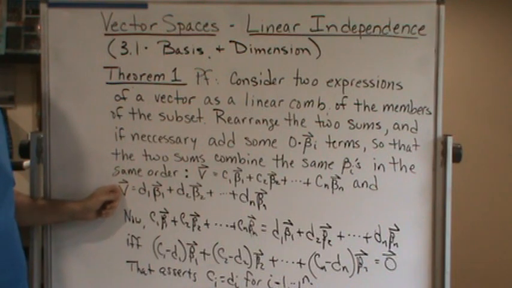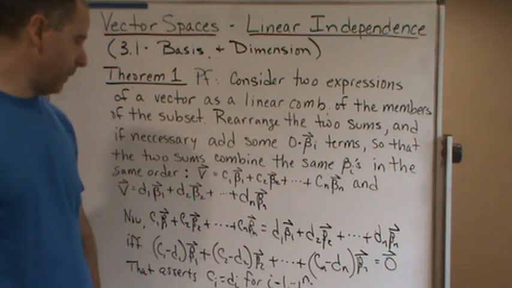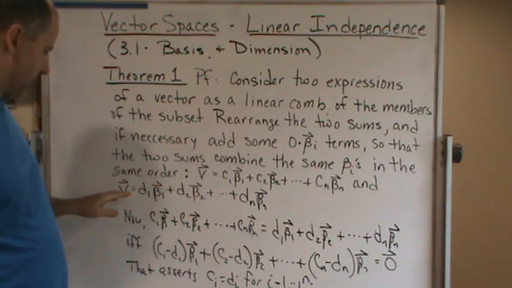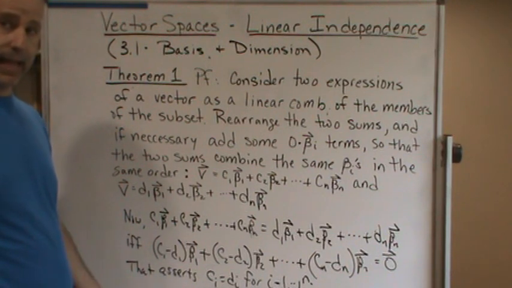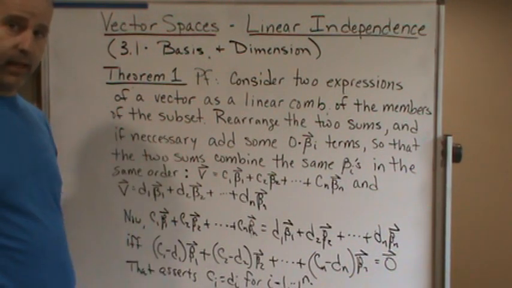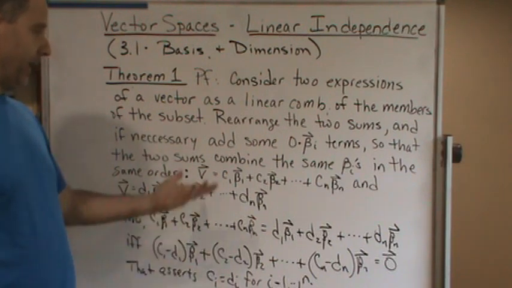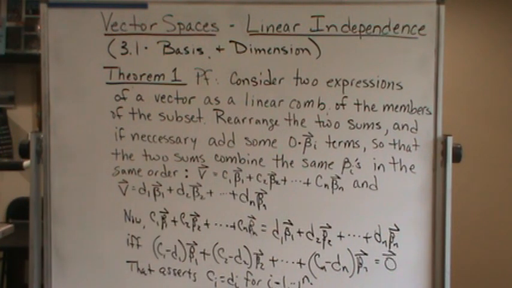It has to be unique. The way that you write the linear combination of vectors equal to vector v has to be unique, so that means there can be at most one way. And therefore we proved the theorem.